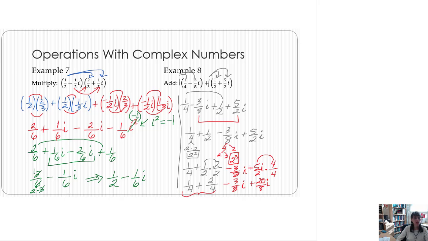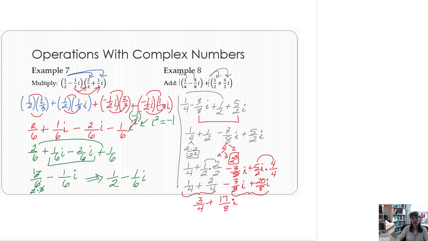For our like terms that are just constant terms, both denominators are 4, and 1 plus 2 makes 3. So I have 3/4. For the complex terms, negative 3/8 i plus 20/8 i. Both denominators are 8, so I know I'm going to have 8. Looking at the numerators, negative 3 and positive 20. That would make positive 17. And I need to include the complex portion.